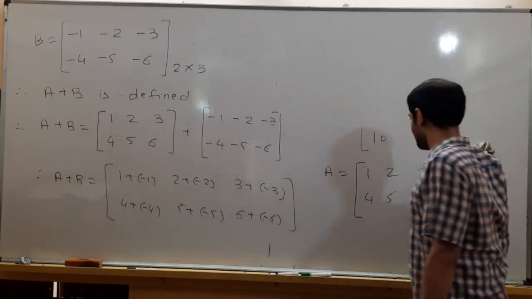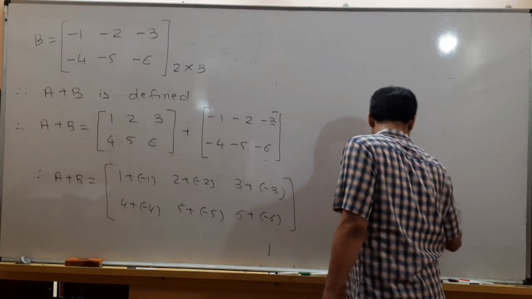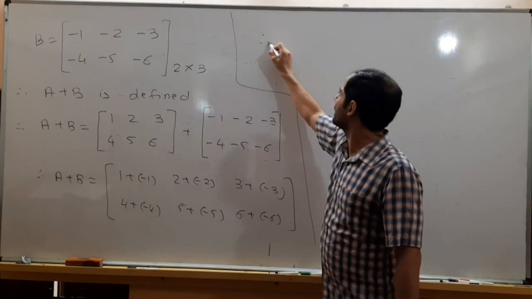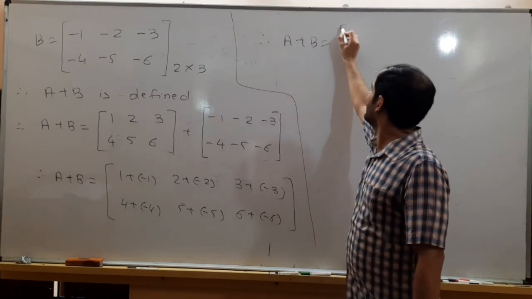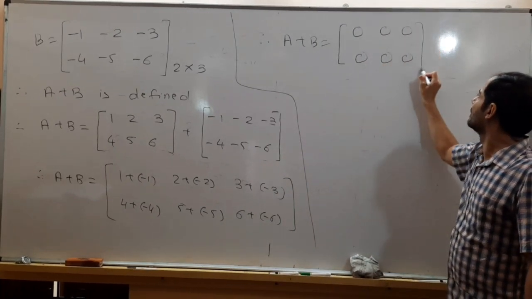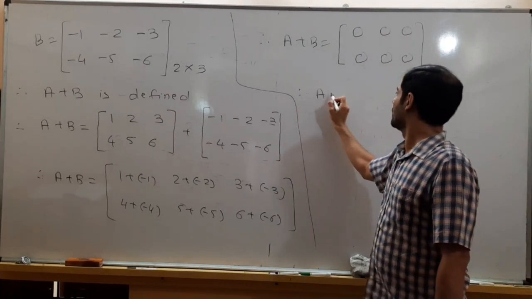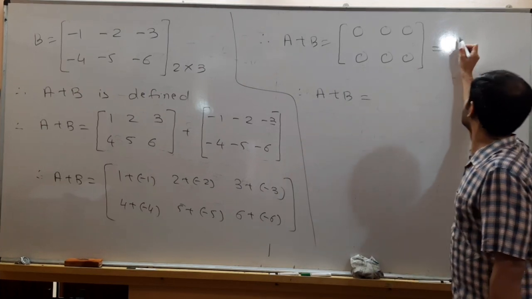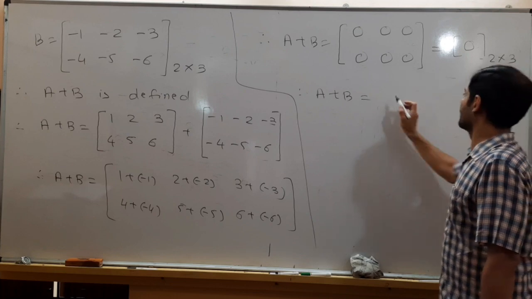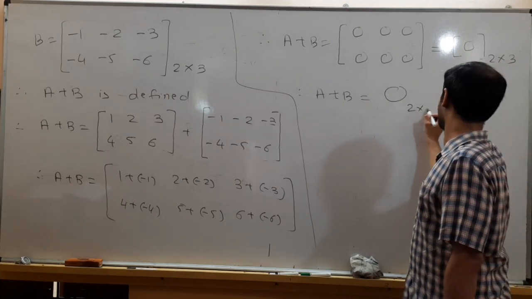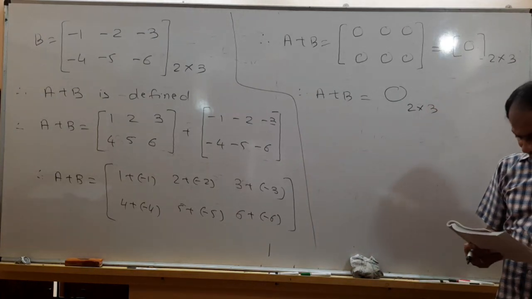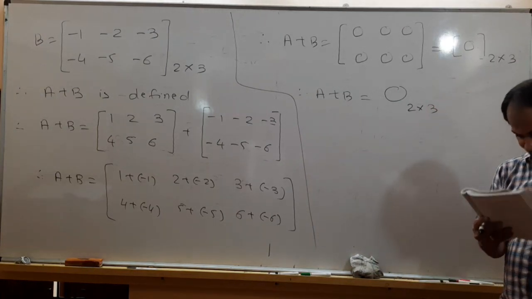It's an example. So that's the way you can easily solve. So A plus B turns out to be 0, 0, 0, 0, 0, 0, which is O. You can write it as O 2 cross 3, or just write the 0 matrix of the order 2 cross 3. So this is regarding the addition of 2 matrices.